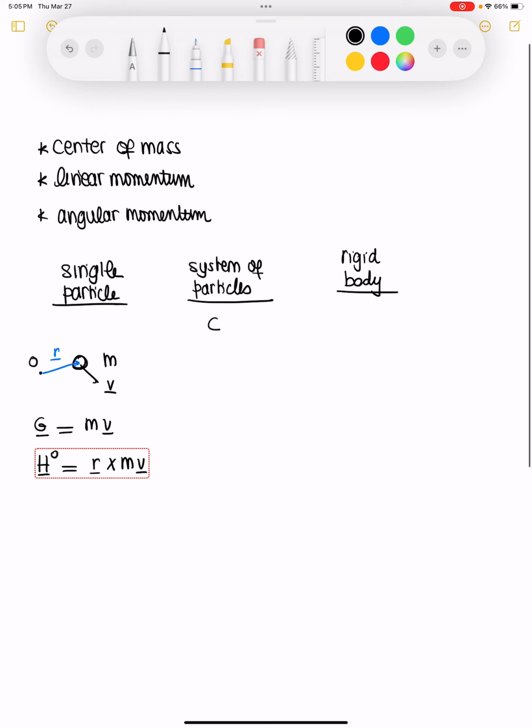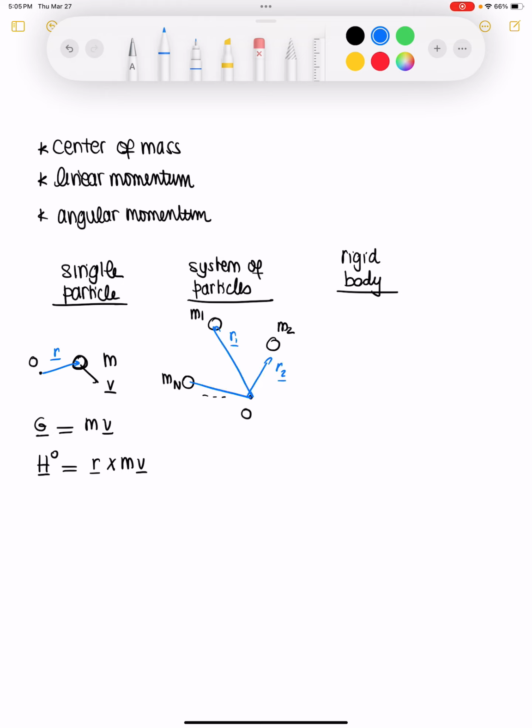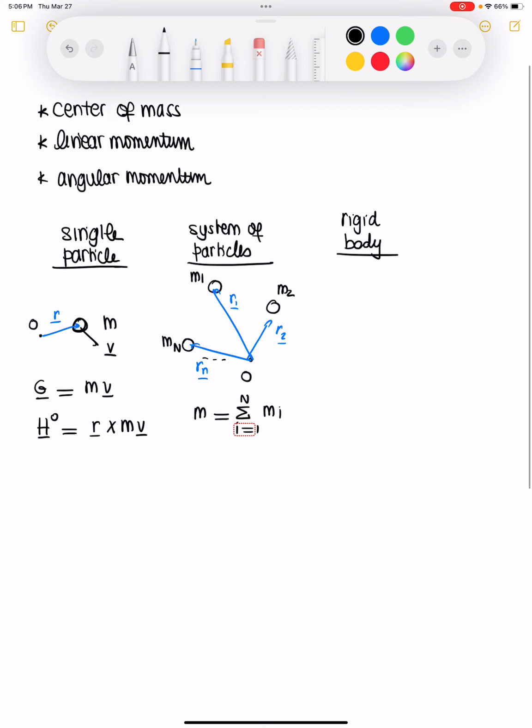Now if I had a system of particles with masses m1, m2, going on to mn, so here we have a system of n particles, I'll have some origin O and I can draw the position vector to each particle. The total mass of the system is equal to the sum of the individual masses. The position vector of the center of mass is given by R_C, equal to the weighted sum of the position vectors to each particle, over the total mass.